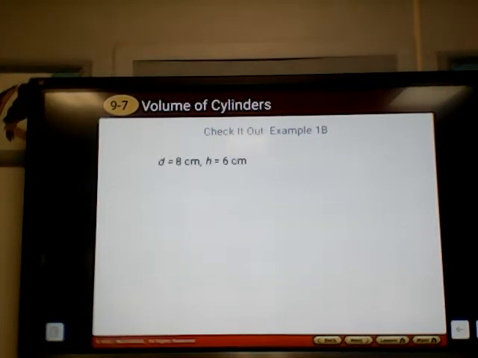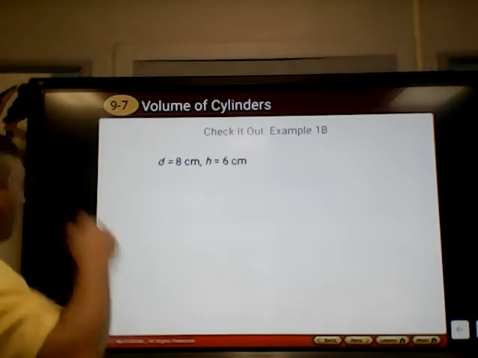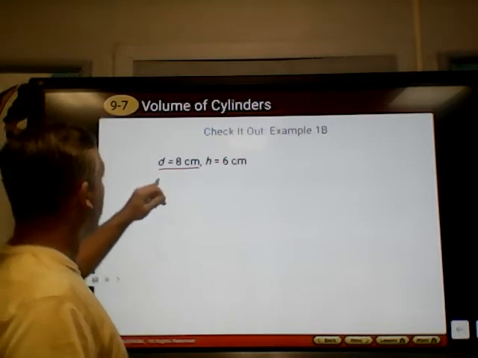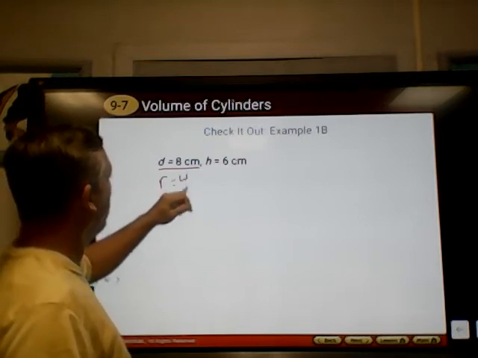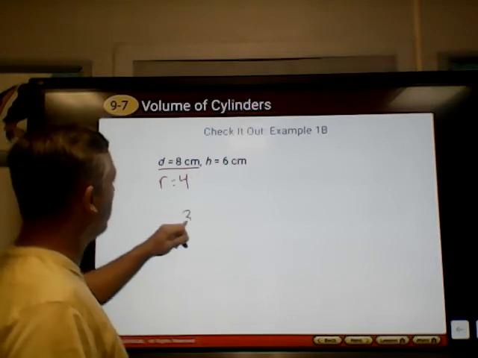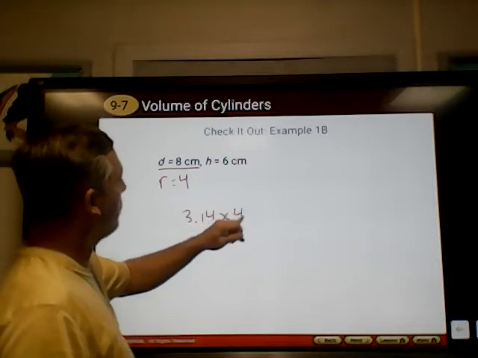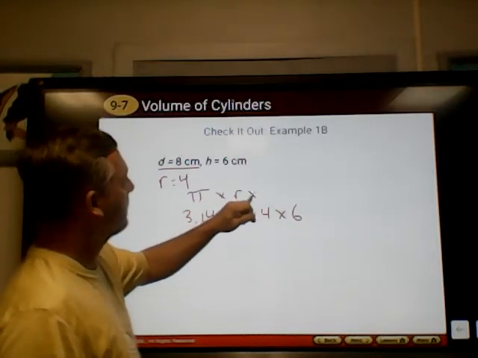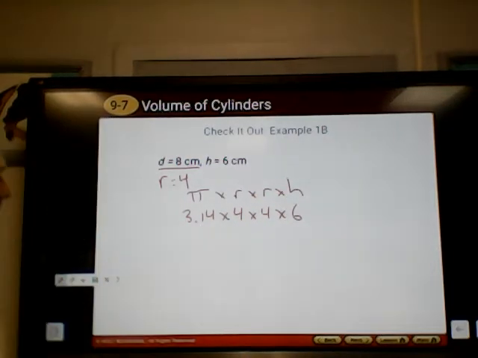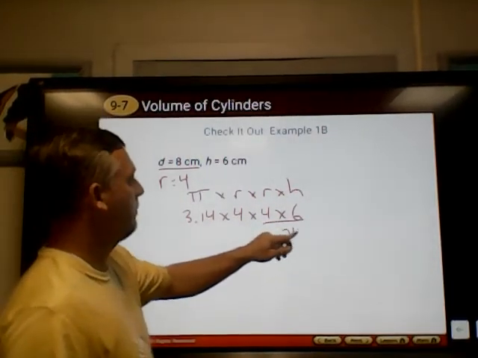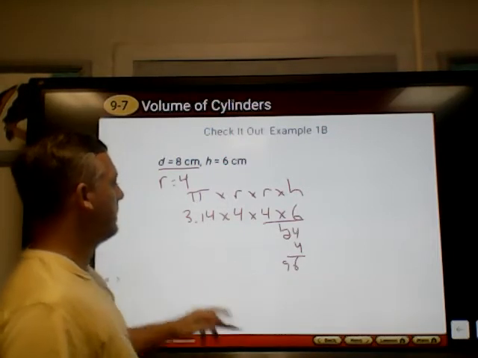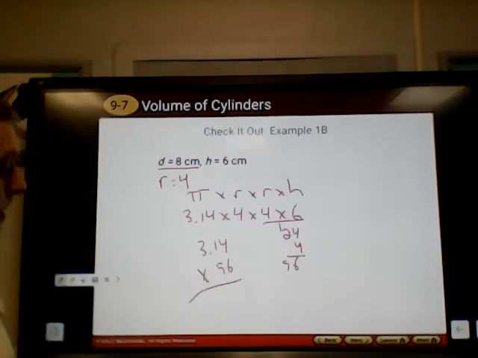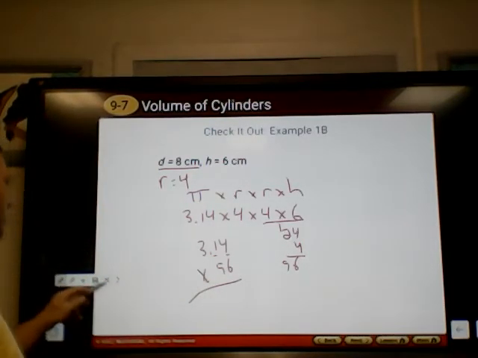I don't waste too much time on doing all the math on this, because I think by now you should be able to figure some of this out on multiplying. Diameter is 8, so the radius is going to be half that, 4. And once we do that, we know it's 3.14 times 4 times 4 times 6, because it's pi times radius squared times height. And so we can do 4 times 6 is 24, times 4 is 96, so 3.14 times 96. A 3-digit number times a 2-digit number, and you're going to count 2 decimal places in your answer.